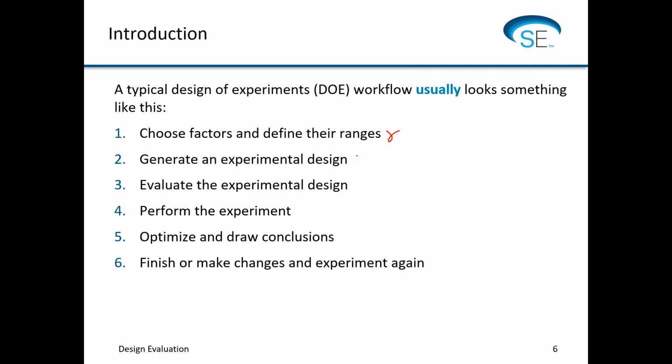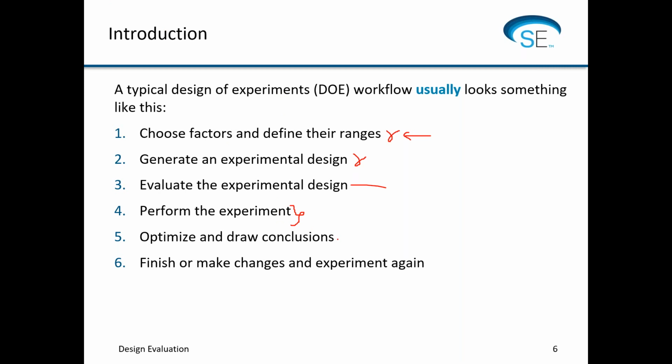The next thing is that typically you use software to generate an experimental design that's based off of these factors and ranges, and hopefully it's capable of answering the question that you have. Evaluate: once you generate the experimental design, make sure that it's adequate, make sure it's capable of answering the questions that you have, and that it doesn't suffer from any major issues. Finally, go ahead and actually perform the experiment out in the lab or in the field or wherever.